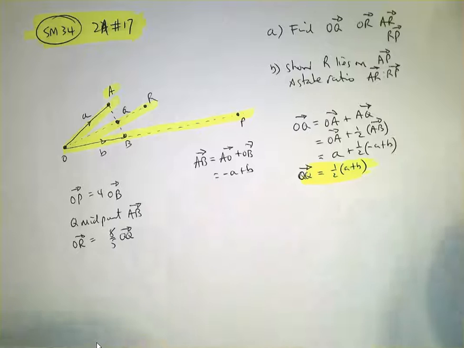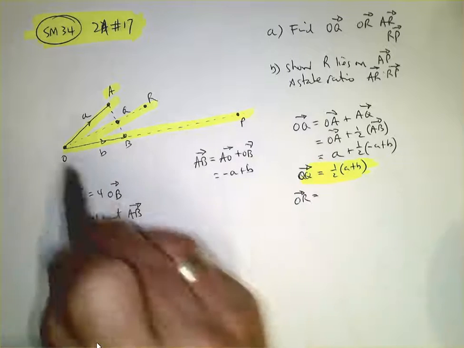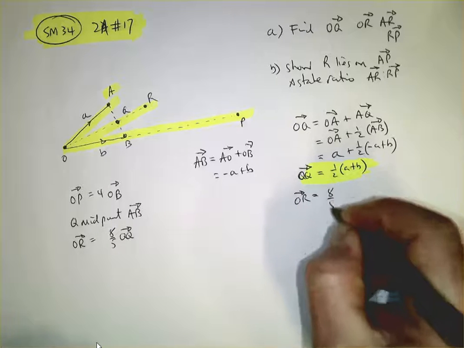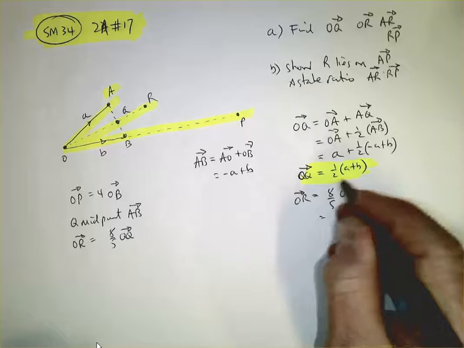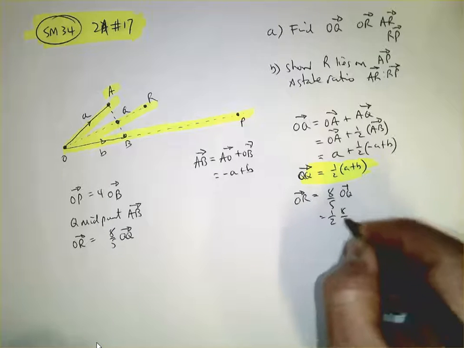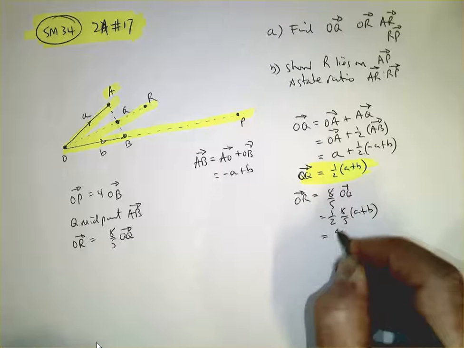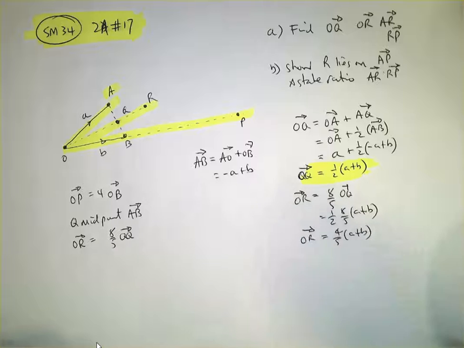If I'm looking for O to R, from O to R, O to R is going to be 8/5 O to Q, and O to Q is this, so it's going to be a half times 8/5 of A plus B, which is going to be 4/5 of A plus B. That's O to R.